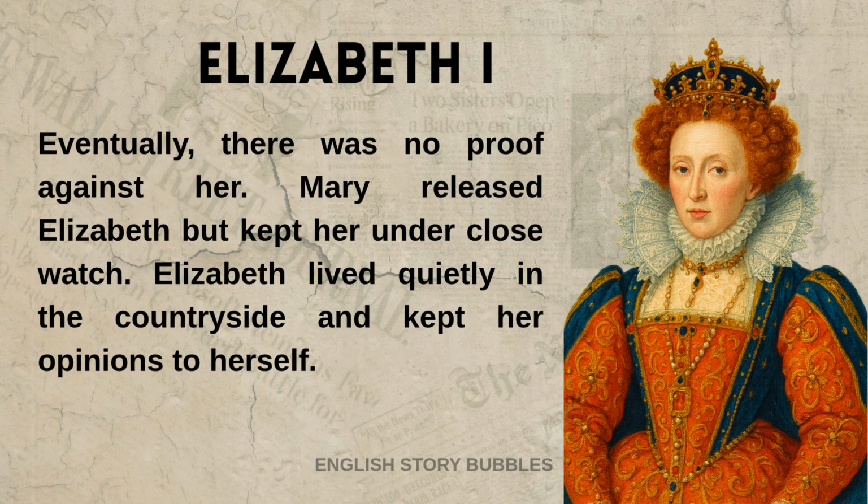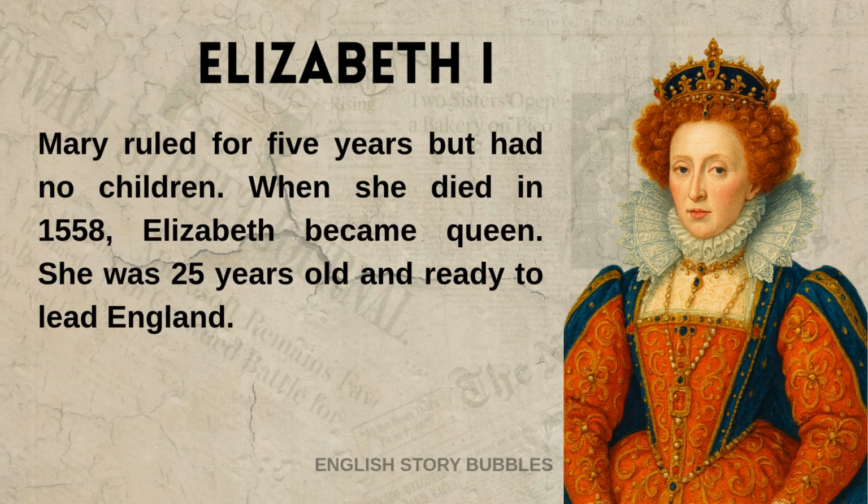Mary released Elizabeth but kept her under close watch. Elizabeth lived quietly in the countryside and kept her opinions to herself. Mary ruled for 5 years but had no children. When she died in 1558, Elizabeth became queen. She was 25 years old and ready to lead England.